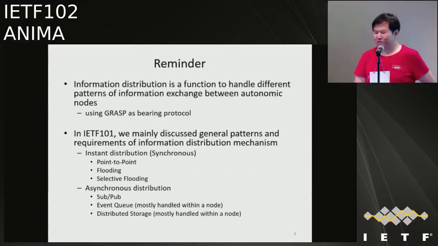A brief reminder: information distribution is a function to handle different patterns of information exchange between autonomic nodes, and we are using GRASP as the bearing protocol. In the last IETF, we reorganized the requirements and several general information exchange patterns, which are instant distribution, point-to-point flood and selective flooding, and asynchronous synchronization distribution, the subpub, and event queue and distributed storage.